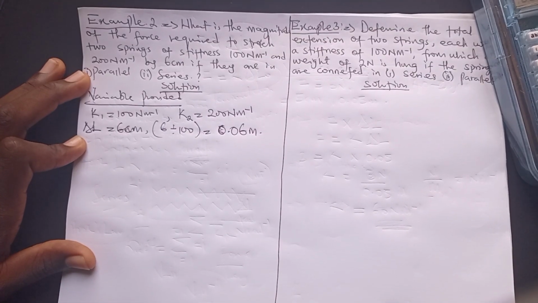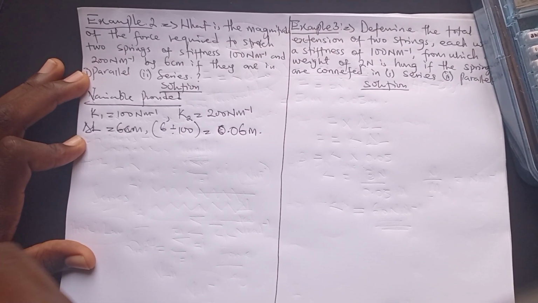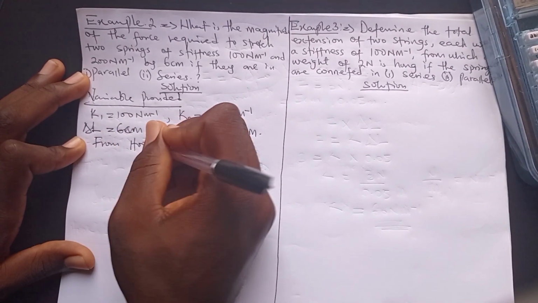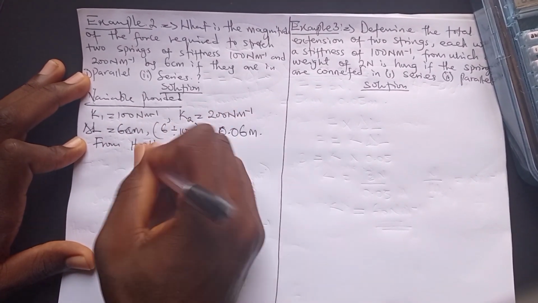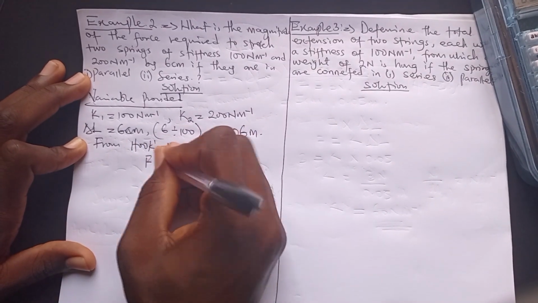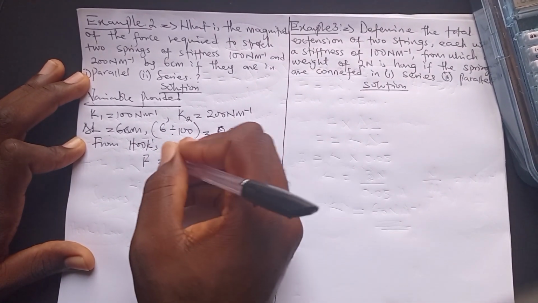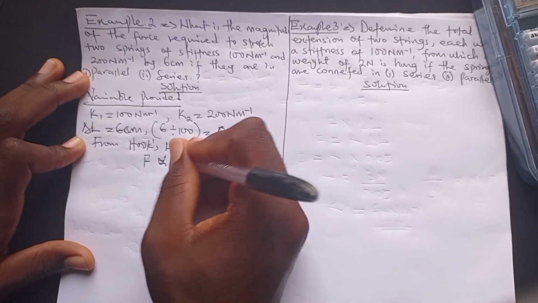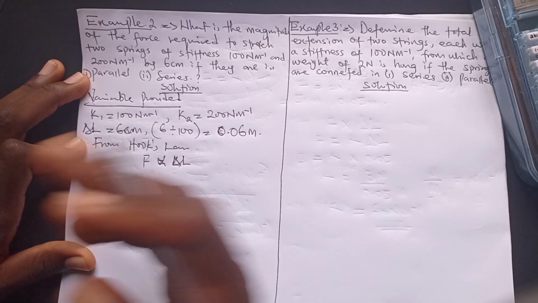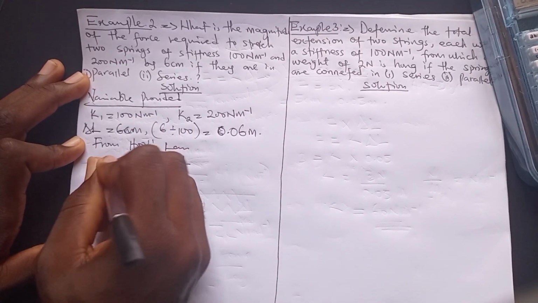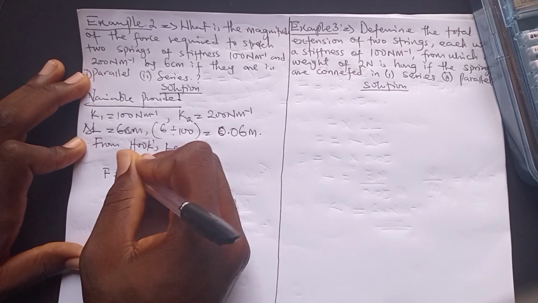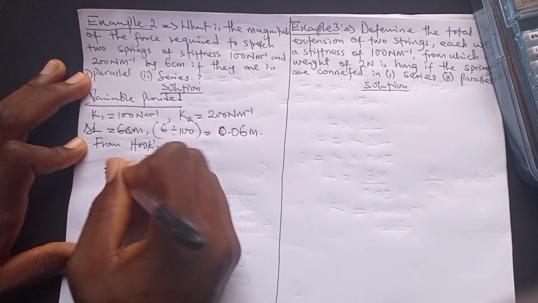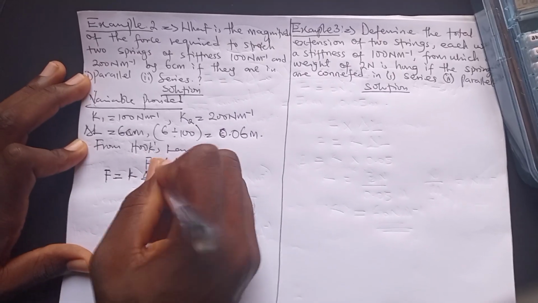So now we are asked to find the magnitude of the force. So from Hooke's law, remember Hooke's law states that the force applied is directly proportional to the deformation of the material, which is the change in length of the material. If you introduce a constant, which is the stiffness K, we have F is equal to K times change in length.